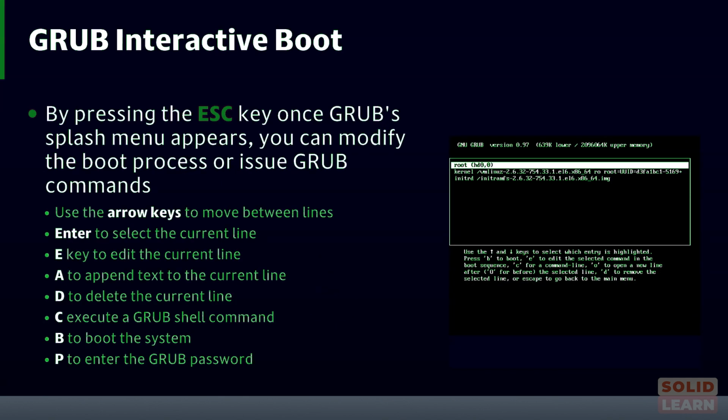Now, the GRUB system allows you to boot up interactively. It allows you to go in and change the way that you're going to boot into the system. The way that you can do that is, when you get to that GRUB boot menu, you hit escape. And then from there, you can hit the arrow keys to move down in between your lines. You can hit enter to select the current line and do all those wonderful things over there.